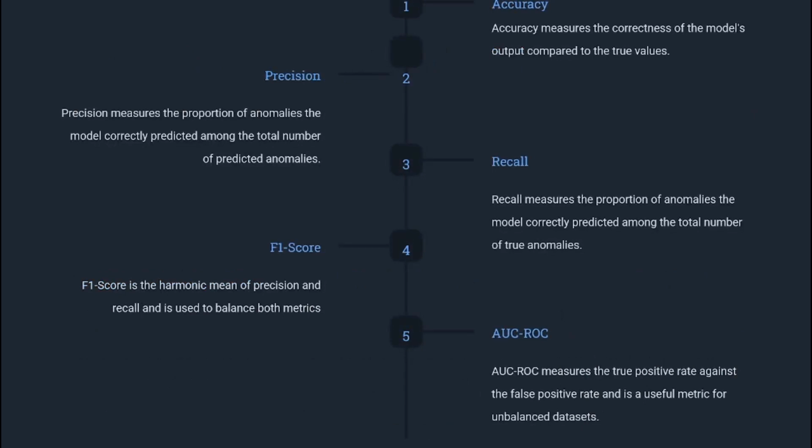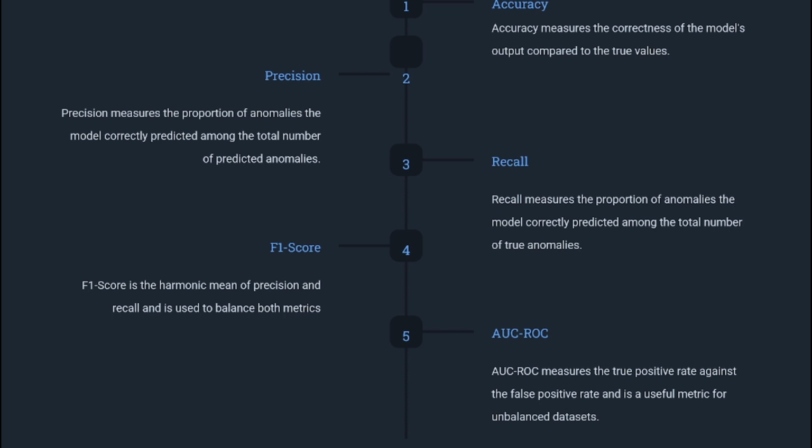Now, there are various ways to measure the performance of the model that we have built. Basic ways that I have listed down here are accuracy. Accuracy measures the correctness of the model output compared to the true values. We have precision. Precision measures the proportion of anomalies the model correctly predicted among the total number of predicted anomalies.